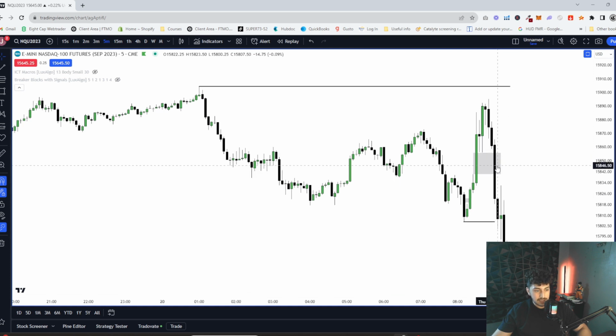But you got to wait. You got to see if the 5 minute is going to respect the said bullish PD array on the time frame that you're looking at, on the 5 minute for this example. It didn't. It closes below it. Then it comes down and sweeps liquidity.